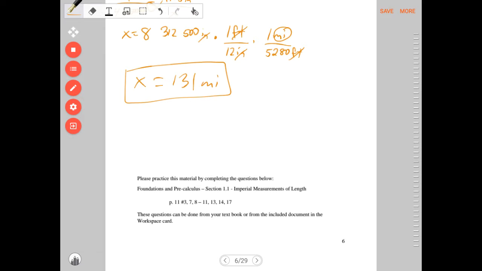Perfect. That's it for part 1. I want you guys to practice this. It is section 1.1 in your textbook, starting on page 11. You can go right out of your textbook, or you can print off the questions from the workspace card so you can write all over them. Make sure that when you're finished, you show your teacher so they can check on your progress. Thanks, and see you next part.